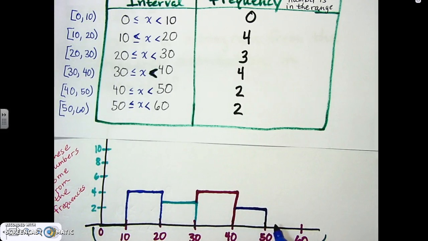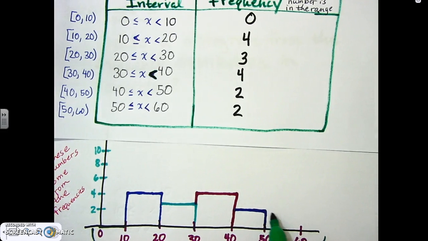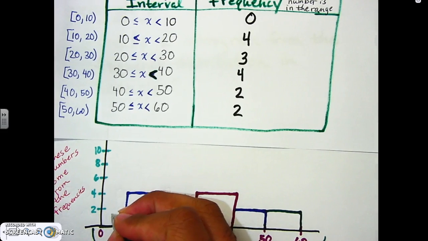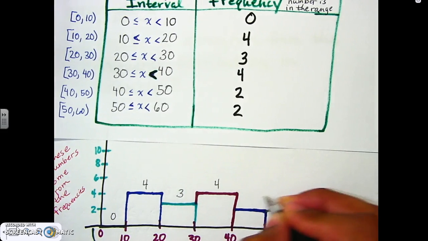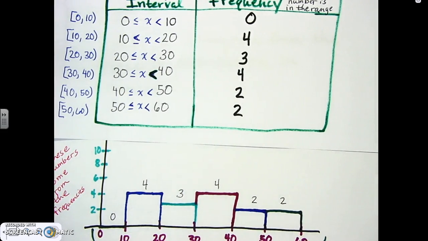And do your best on it. Again, it's best to do this on lined paper because that way you can make sure everything is accurate. But mine is not on lined paper, so it's not really that accurate here. All right, and then between 50 and 60, it's another 2. The last thing I do, and I want you to do this too, is write the numbers above each bar. So we know this is 0, this is 4, 3, 4, 2, and 2. And you're done. That's it. Oh yeah.